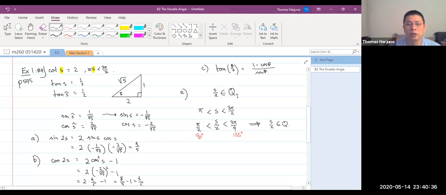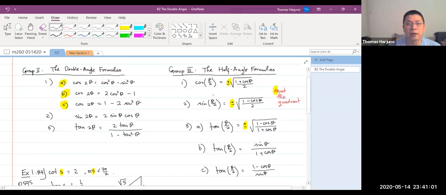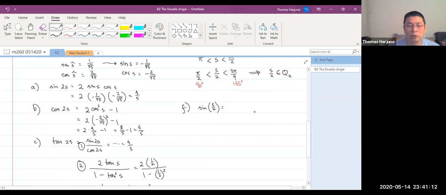More than 90, less than 180, that's in quadrant 2. Now then, using that, suppose I go on to find sine of S over 2. According to the formula we have for sine half angle, it should be plus or minus the square root of something, but the plus or minus, you need to adjust with the quadrant. In quadrant 2, is sine positive or negative?